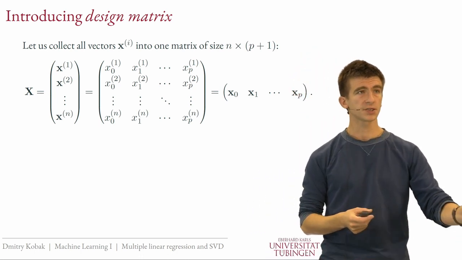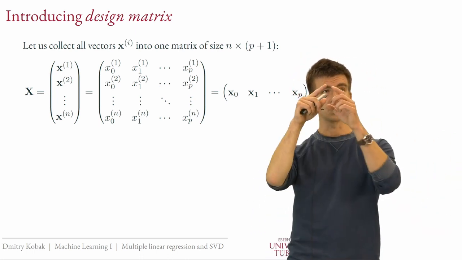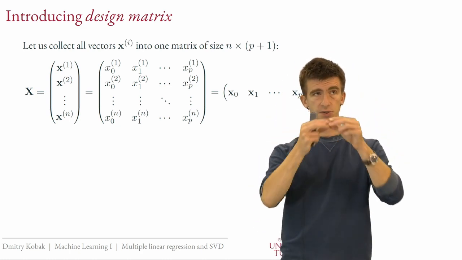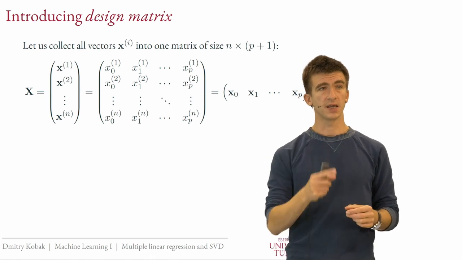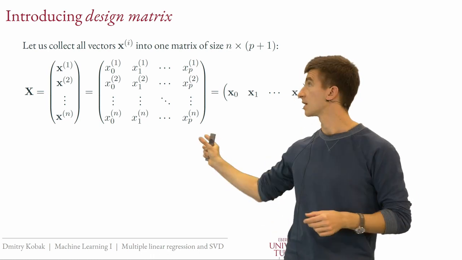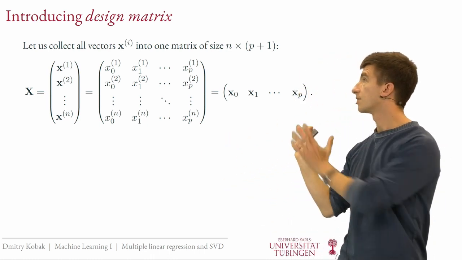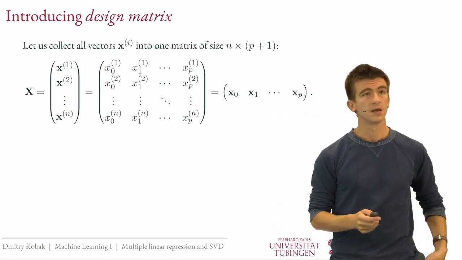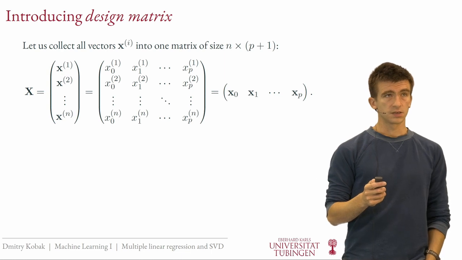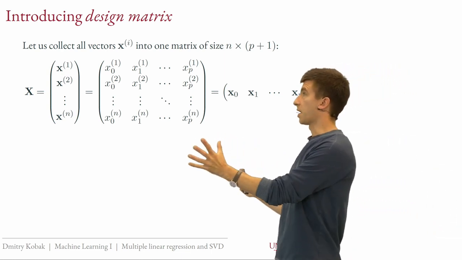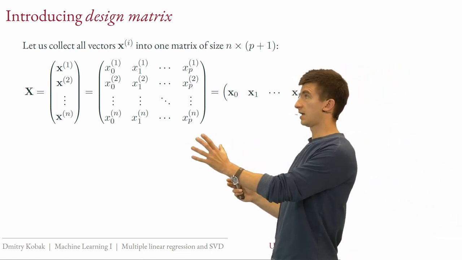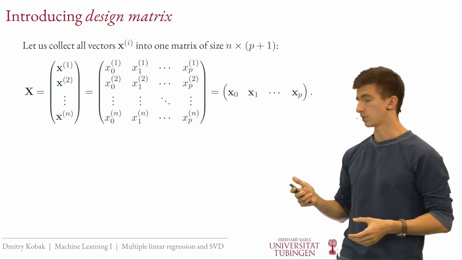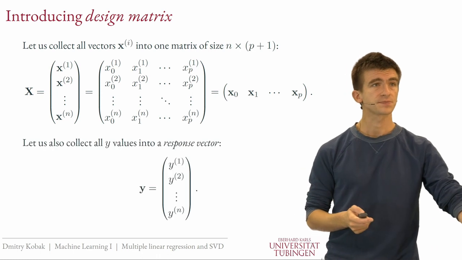In terms of notation, if I write x and then 1 in brackets, this means it's the first training example, so it's a row. And if I write x1 at the bottom, like over here, that refers to the features. The matrix is not square. It looks a little bit square on this slide, but it's not, of course. It has n rows and p plus 1 columns. They can be very different.